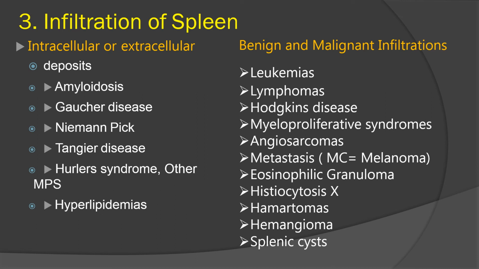Infiltration of the spleen can be by intracellular or extracellular deposits seen in amyloidosis, Gaucher's disease, Niemann-Pick disease, Tangier disease, Hurler's syndrome and other MPS, and hyperlipidemias. Benign and malignant infiltrations are seen in leukemias, lymphomas, Hodgkin's disease, myeloproliferative syndromes, angiosarcomas, metastasis, eosinophilic granulomas, histiocytosis X, hamartomas, hemangiomas, and splenic cysts. These are the infiltrative conditions where splenomegaly is seen.